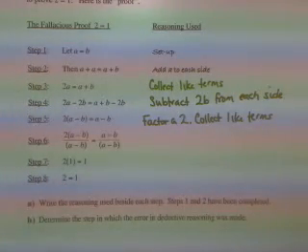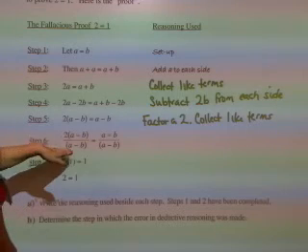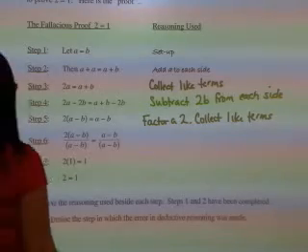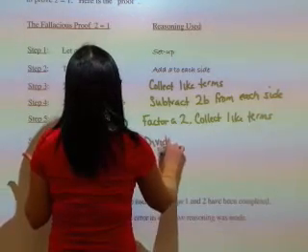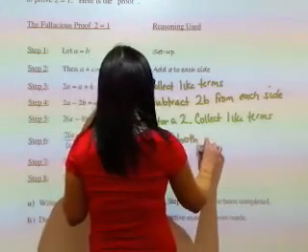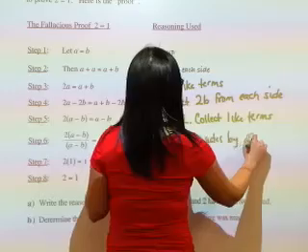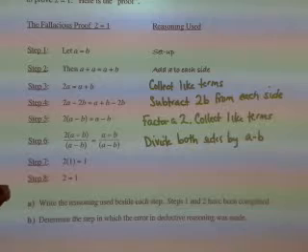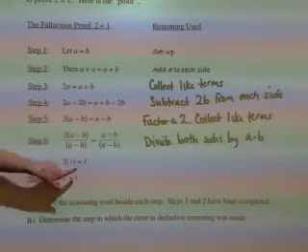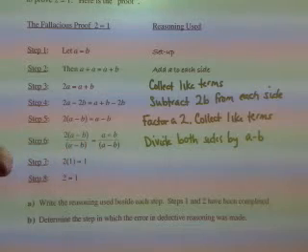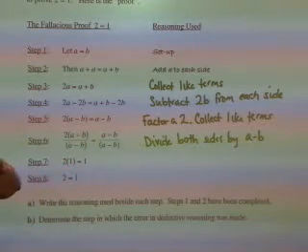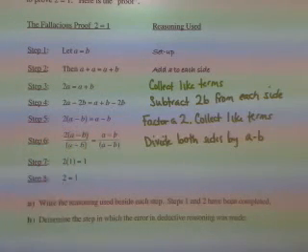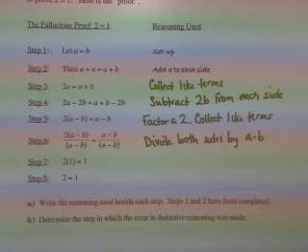Then in step 6, I had 2A minus B, and I divided both sides by A minus B. Because I'm dividing by the same value on both sides, this actually still works. So on this side, the A minus B cancels out the A minus B, equaling 1. So I get 2 times 1. On the other side, A minus B cancels out A minus B, and I get 1. So then step 8, I can draw the conclusion that 2 equals 1.